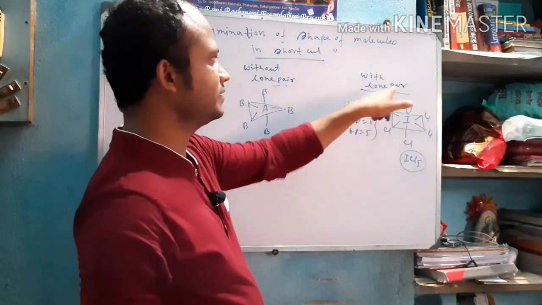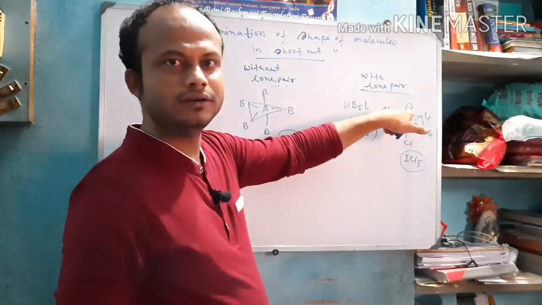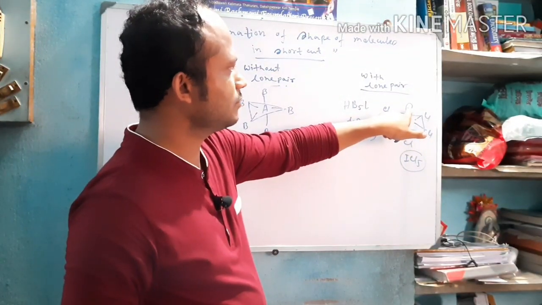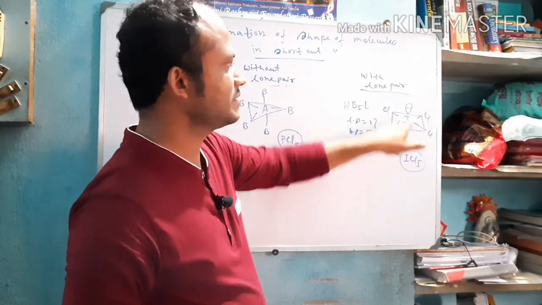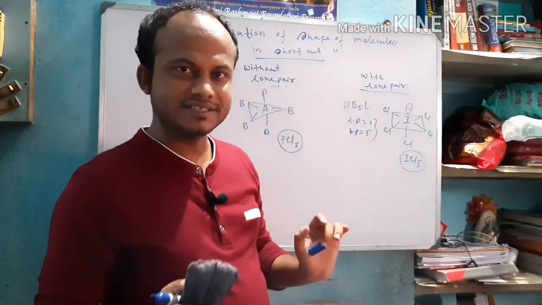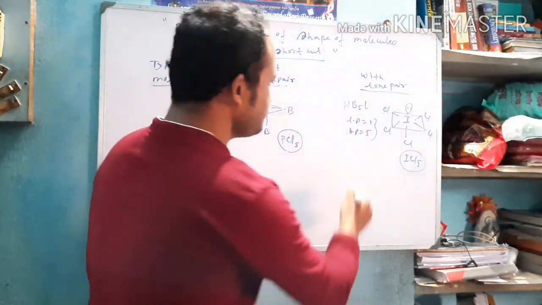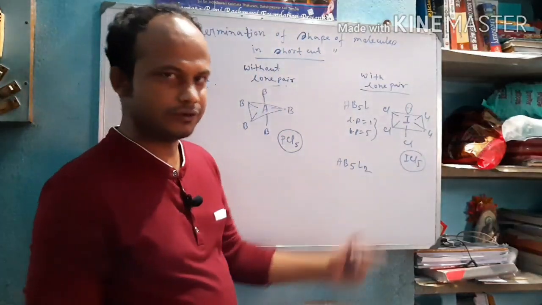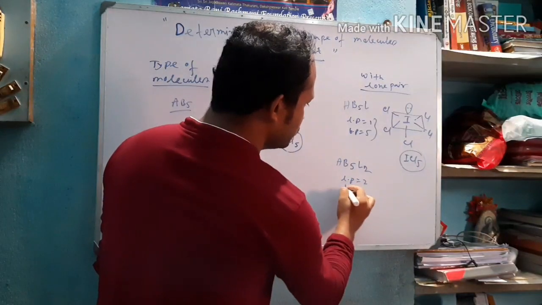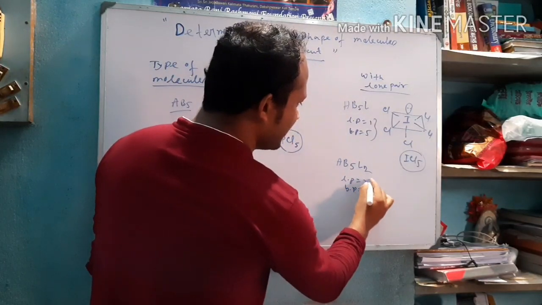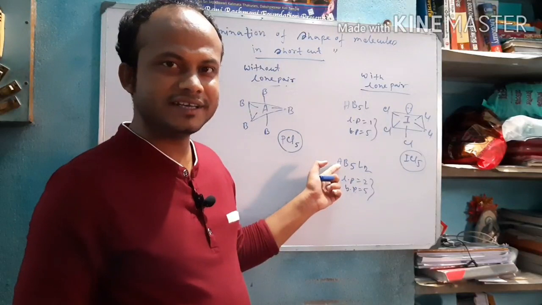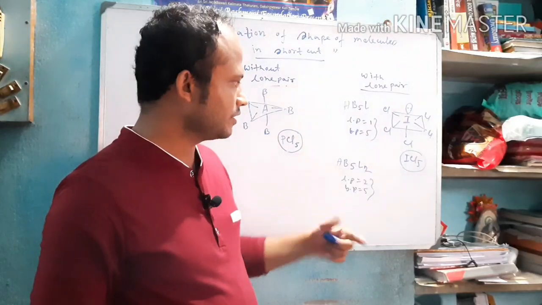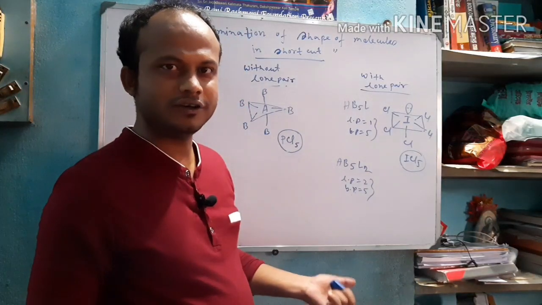ICl5 is the structure. Here 5 bond pairs and 1 lone pair, and count the valence shell electrons, 1, 2, 3, 4, 5, 6, 7. Iodine has 7 valence electrons. Okay, clear? Next, AB5L2, that is 5 bond pairs and 2 lone pairs. So the valence electron number is in microseconds 5, 4, 9. 5, 4, 9. So not possible.